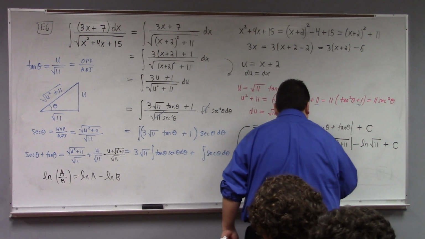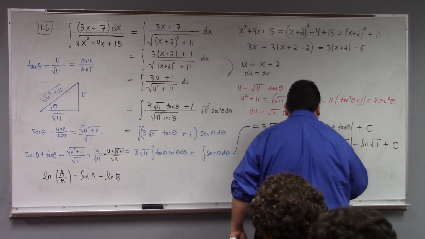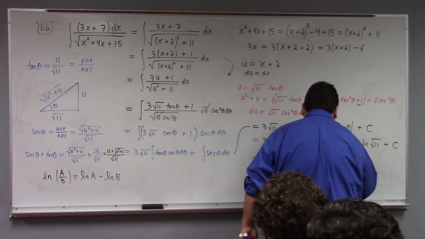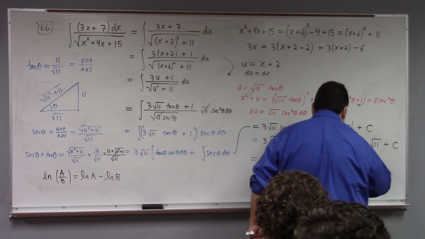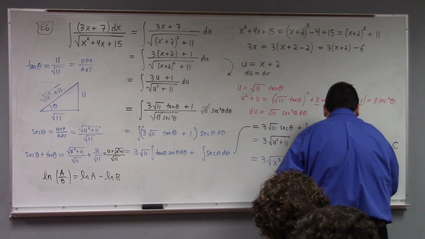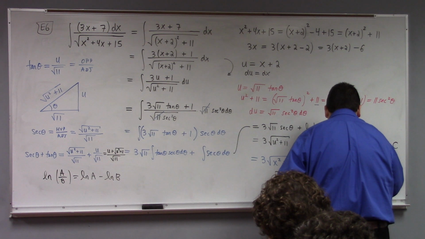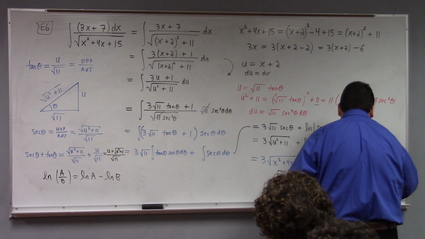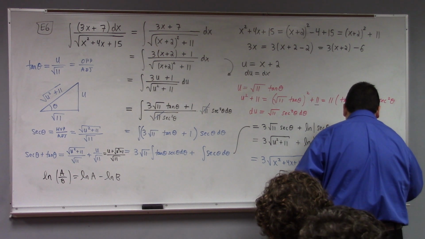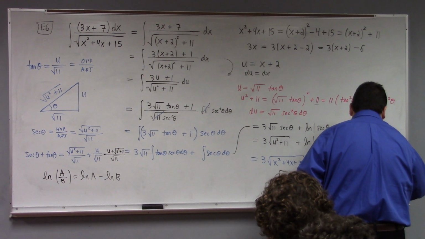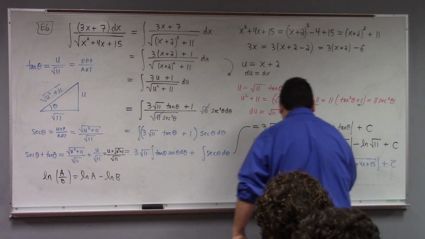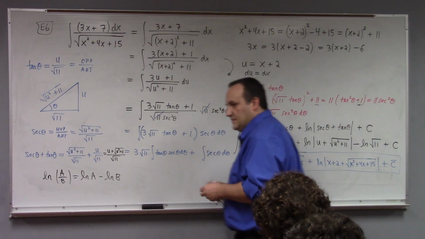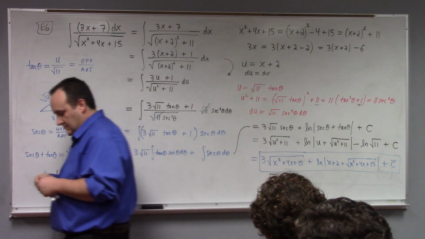So u squared plus 11 is actually x squared plus 4x plus 15. And then you've got plus the natural log of the absolute value of, well, u was x plus 2, and then plus the square root of x squared plus 4x plus 15. Now, of course, you could leave it in terms of x plus 2 squared. That would also be fine. But I'll add a c bar here just to respect the fact that I lumped the other number into the original c. And there you go. That's how this goes.